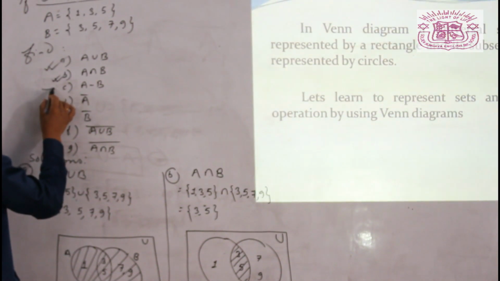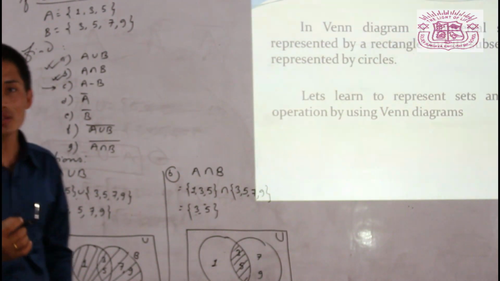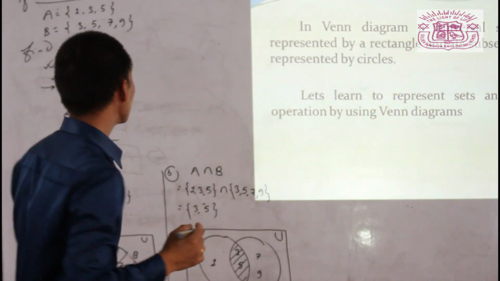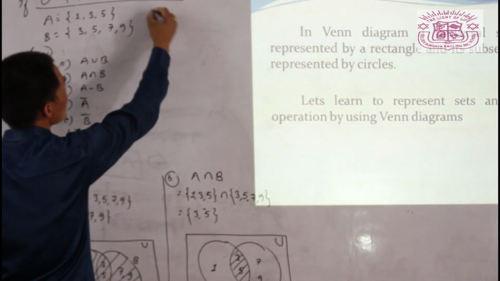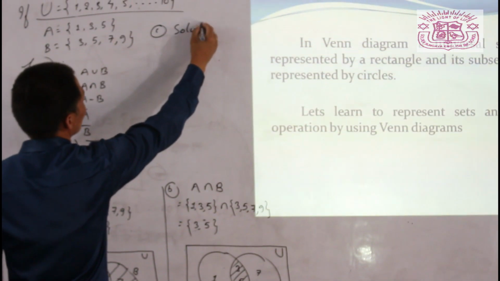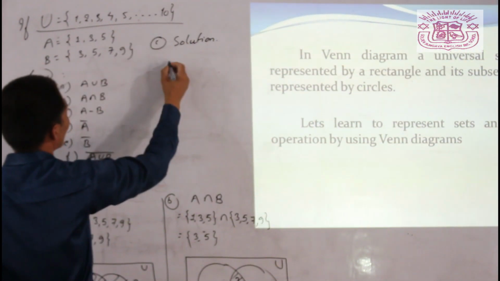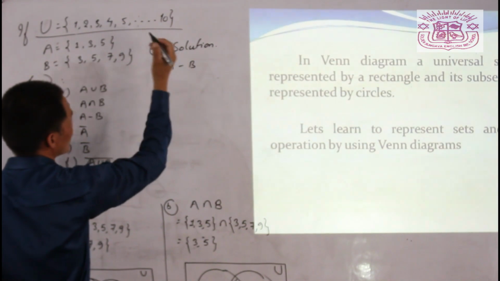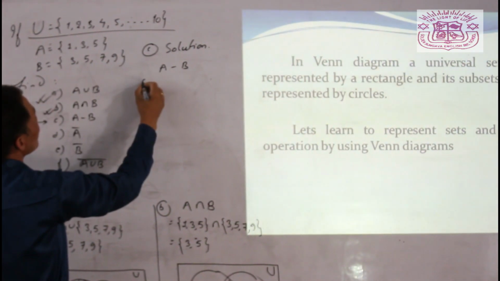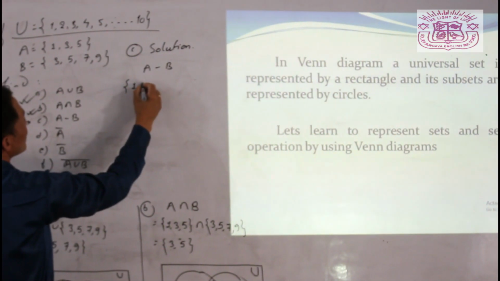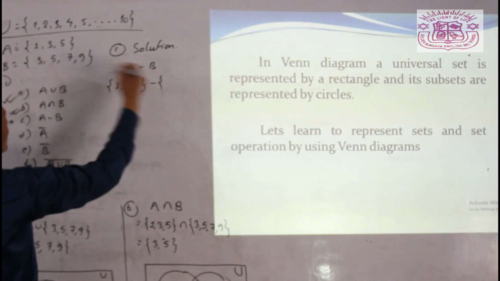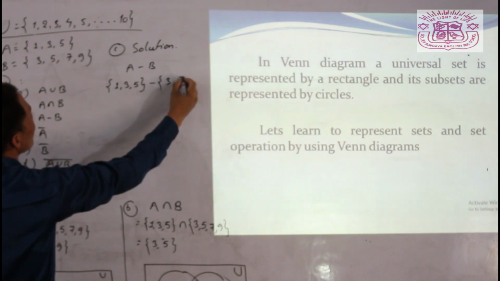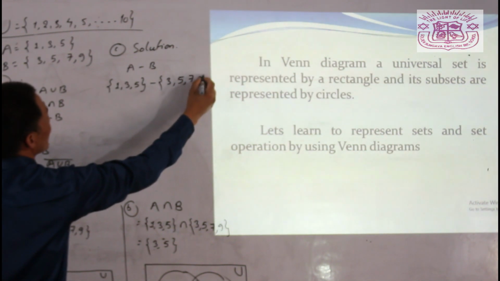Next is A difference B. Let me solve here. Number C, solution: A minus B. Elements of A are 1, 3, 5. And the elements of B are 3, 5, 7, 9.